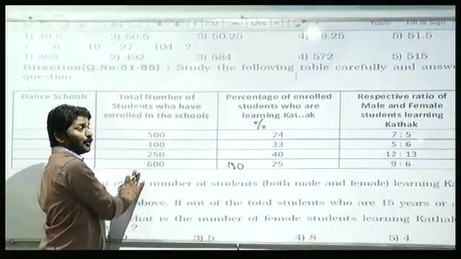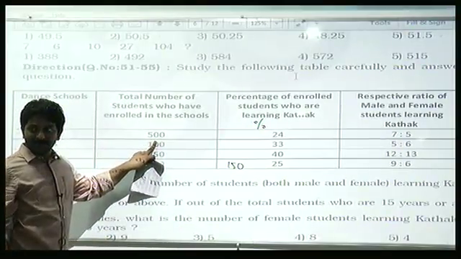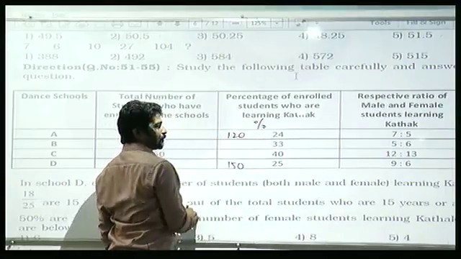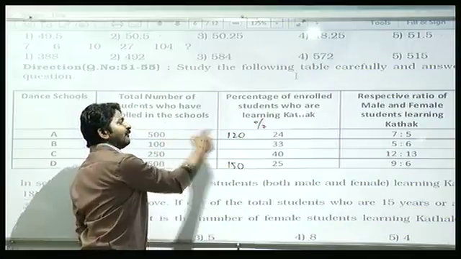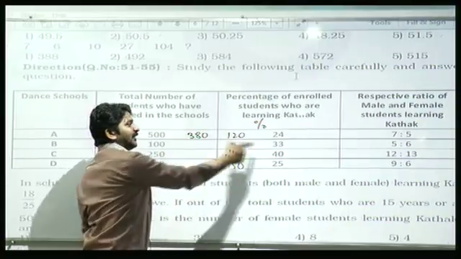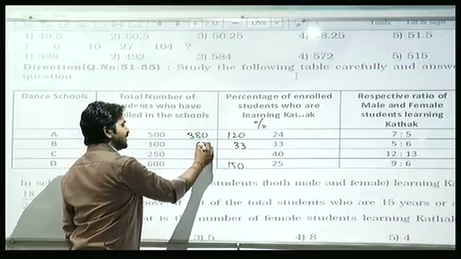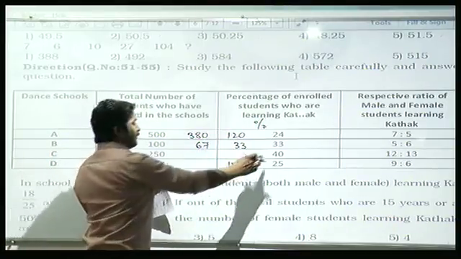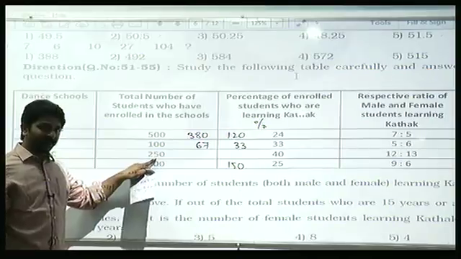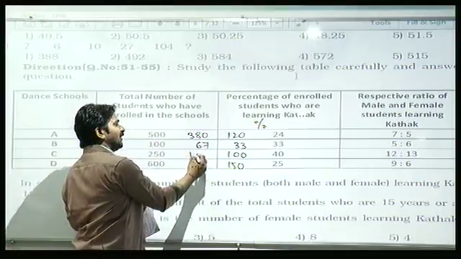And now, in school A, 24% are enrolled for Kathak. 24% of 500 or 500% of 24. 500% in the sense 5 times of this number. 5 times of this number is 120. Out of 500, 120 enrolled for Kathak. Remaining are 380. And out of 100, 33% enrolled for Kathak. That is direct 33. Remaining is 67. And out of 250, 40% have enrolled for Kathak. 40% of 250: 10% is 25, 20% 50, 40% 100. 100 enrolled for Kathak. Remaining candidates are 150.